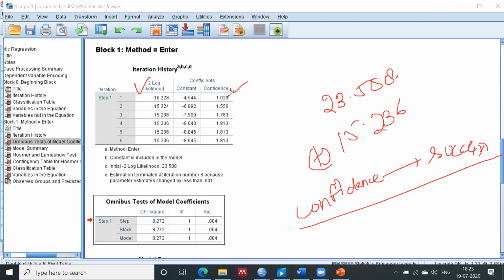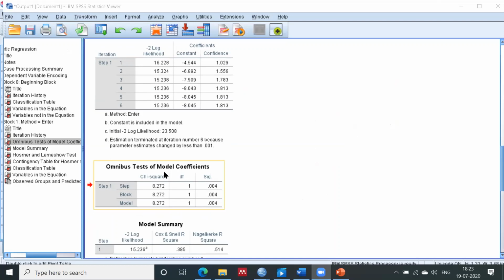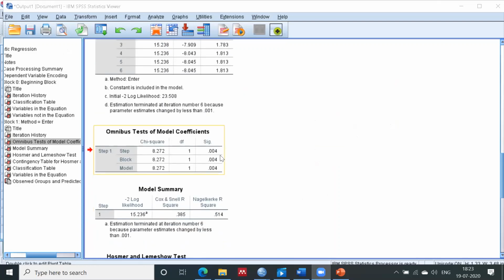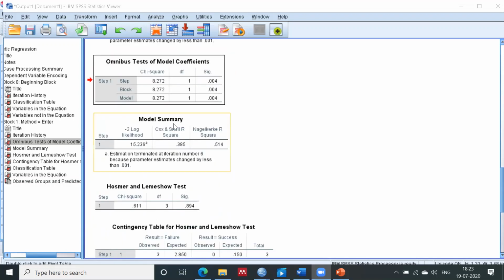Because I take the confidence here, my result has been improved. Earlier it was 23.508. Now it is 15.236. Now the second important thing is this test, the omnibus test. Omnibus test is 0.004, right? It tells you it is significant. So this is also good. My iteration history shows that the result has been improved, right?